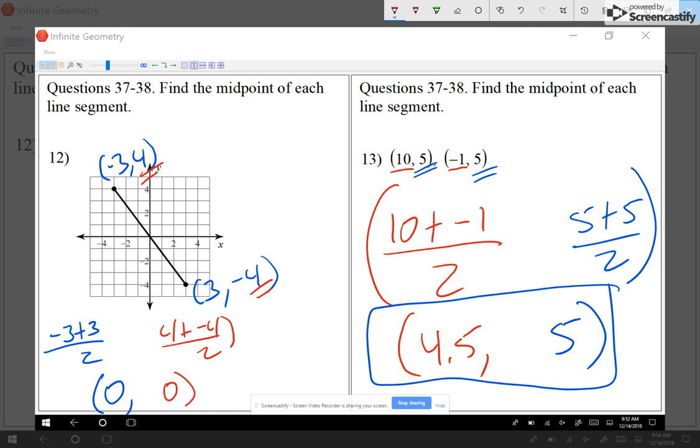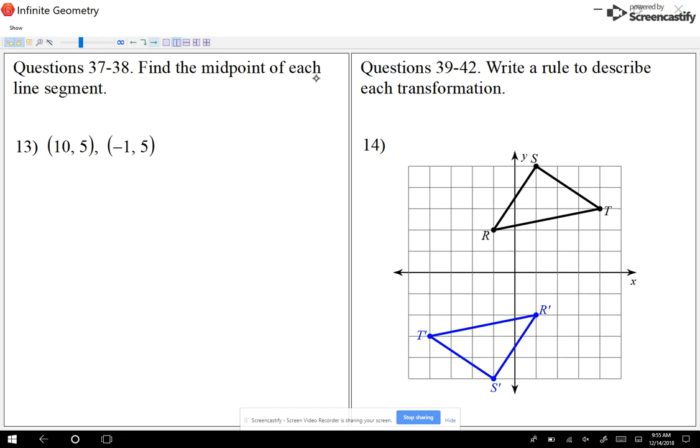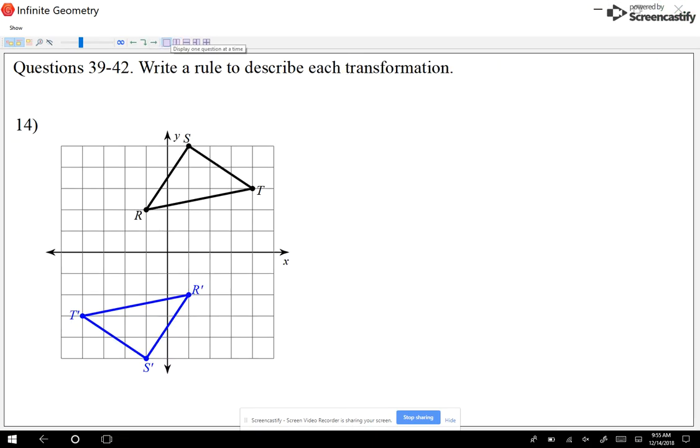And just to double check it, I even graph my point 0, 0. It looks right in the middle, so it makes sense. Any questions on these? No? Okay. Now let's take a look at number 14.